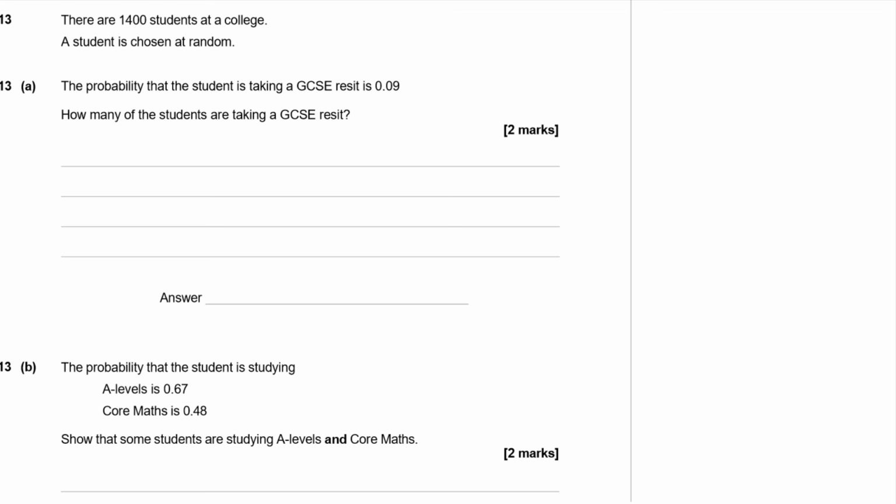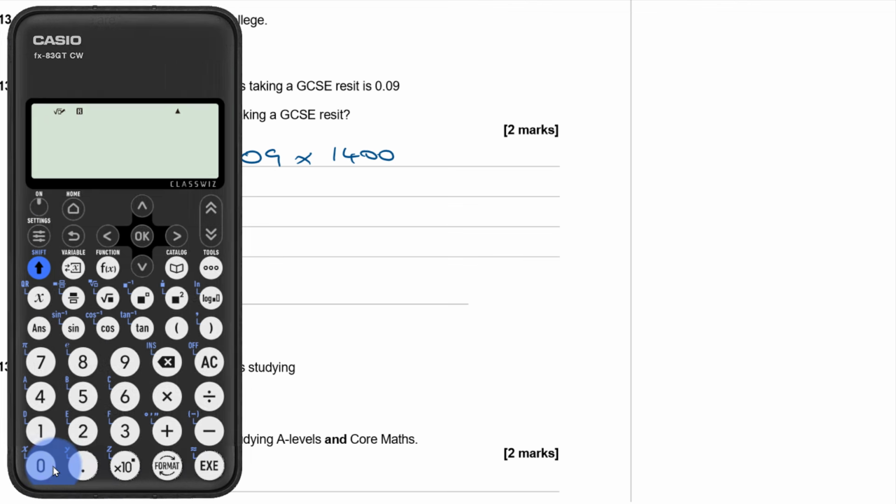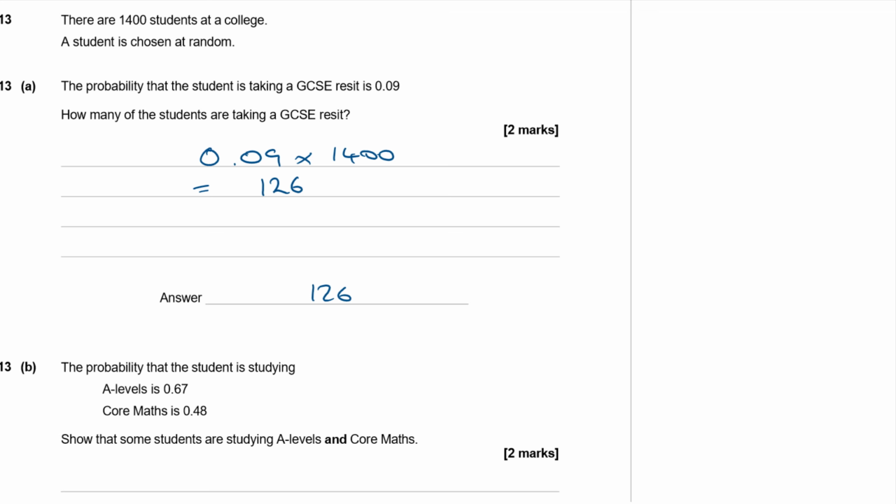So that is the relative frequency, or the probability. So the number of expected outcomes is equal to the probability times the number of trials. So to work out the number of students taking it, I'm going to multiply the 0.09, which is the probability of any one student having to do a resit, by the number of students, which is 1,400. So calculator, what is 0.09 times 1400? Apparently it is 126. Okay, and that's my answer. So 126 students will be taking a GCSE resit.